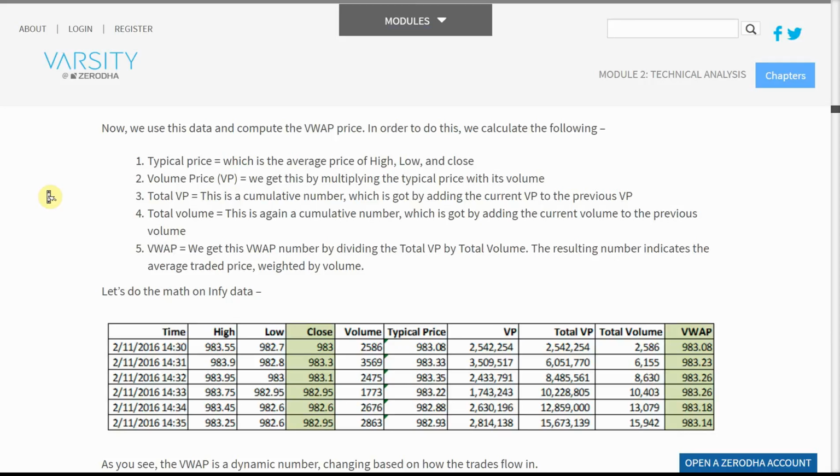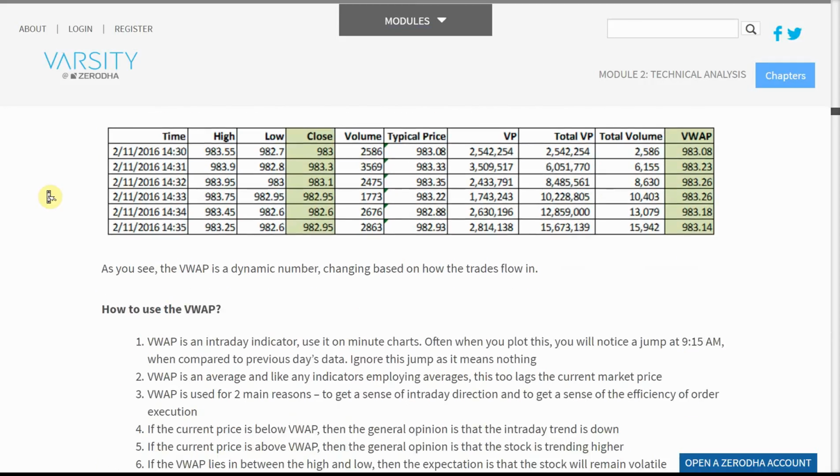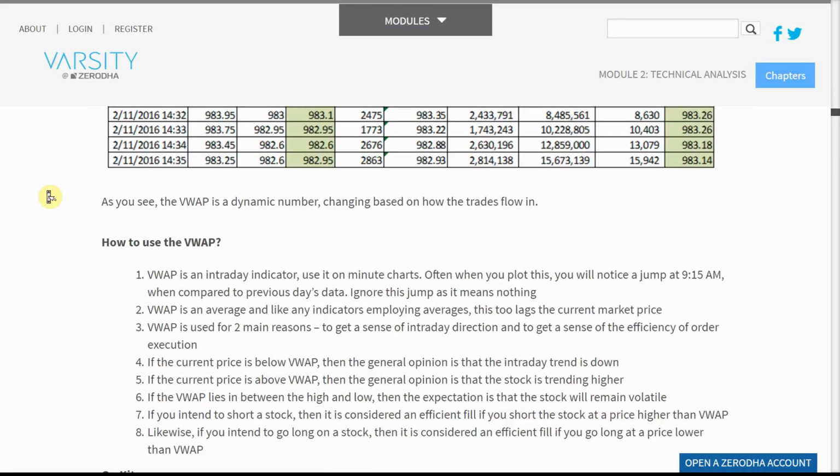How to use the VWAP? VWAP is an intraday indicator. Use it on minute charts. Often when you plot this, you will notice a jump at 9:15 a.m. when compared to the previous day's data. Ignore this jump as it means nothing. VWAP is an average, and like any indicator employing averages, this too lags the current market price. VWAP is used for two main reasons: to get a sense of intraday direction and to get a sense of the efficiency of order execution.